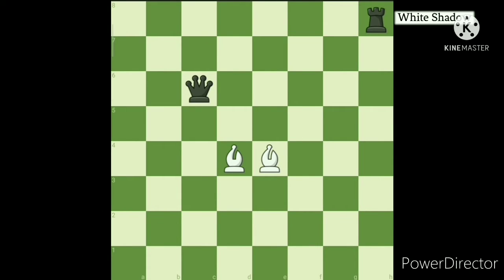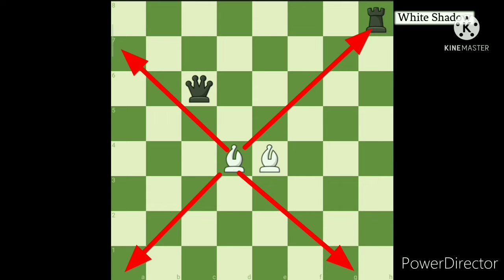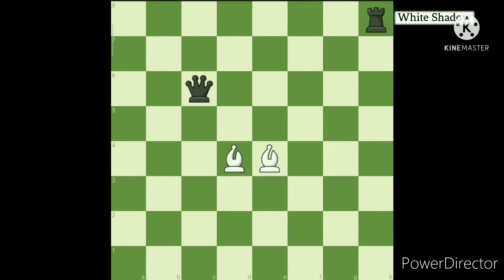Now we will see how does a bishop moves. Bishop can move diagonally in any direction, and there are two bishops on both the sides. One that covers all the dark squares and the other one that controls all the white squares. And bishop can attack diagonally and can capture any piece that lies in its path.